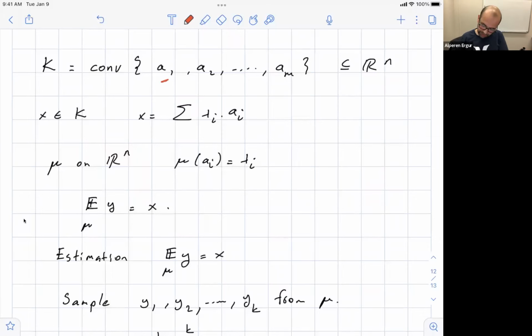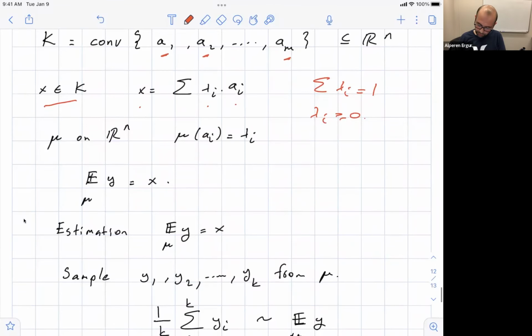Suppose you have a convex body which is given by finitely many extreme points, A_1, A_2, ..., A_M. You take the convex hull, okay? And then somebody hands you something in that convex body. Since it is convex, you can write it as the sum of lambda_i A_i, where the sum of lambda_i is 1, and lambda_i is non-negative. That's the definition of a convex hull, right? Okay, great. And then you create a measure like this. The measure is discrete. It takes the value vector A_i with probability lambda_i, right?